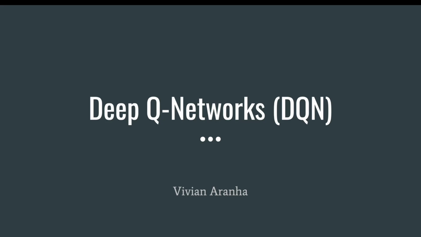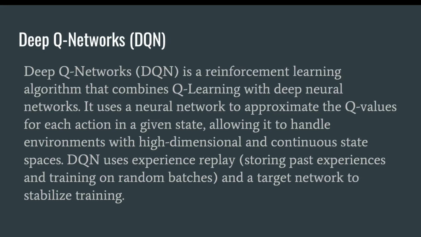Deep Q networks, or DQN. DQN is a reinforcement learning algorithm that combines Q learning with deep neural networks. It uses a neural network to approximate the Q values for each action in a given state, allowing it to handle environments with high dimensional and continuous state spaces.